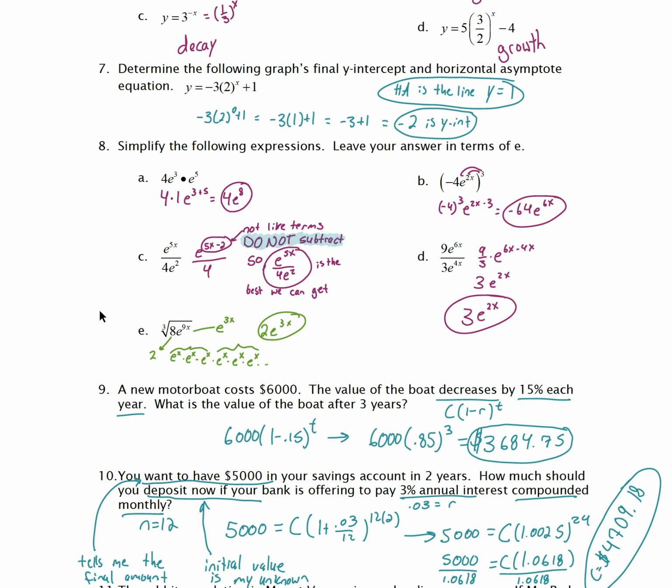Simplifying here, right? Numbers with numbers, letters with letters, e's with e's. So 4 times 1 is just 4, and then e cubed times e to the 5th is e to the 8th. Remember, you're going to add these exponents because the exponent is keeping track of how many factors you have, and so you're adding them together. This whole thing gets cubed, so -4 cubed is -64. E to the 2x cubed is e to the 6x. Remember, a power to a power you are going to multiply.